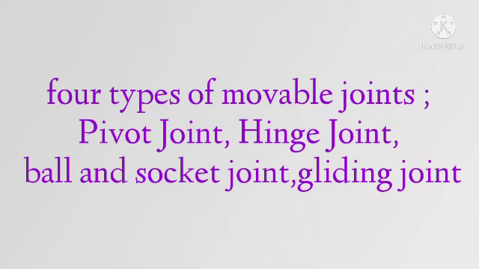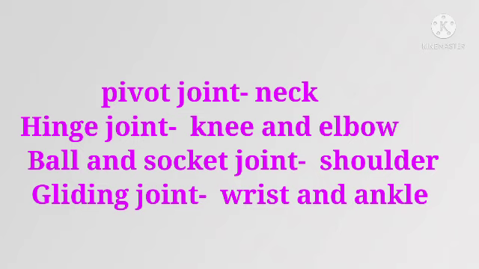There are four types of movable joints. Which are the four types of movable joint? They are pivot joint, hinge joint, ball and socket joint, and gliding joint. Pivot joint is found on our neck. Hinge joint is found on our knee and elbow.